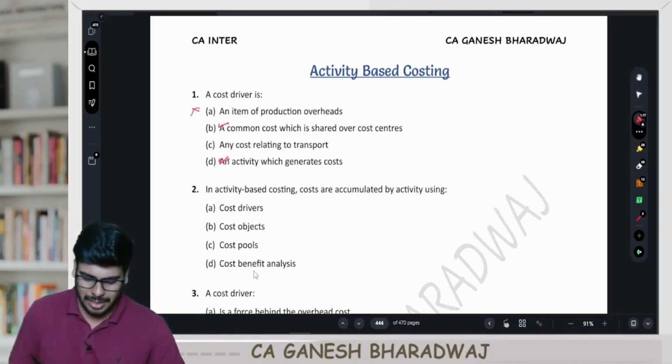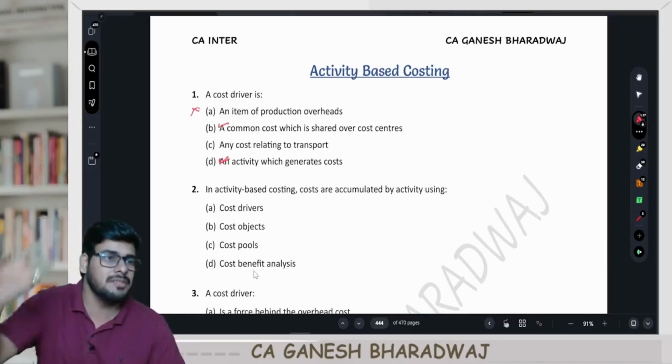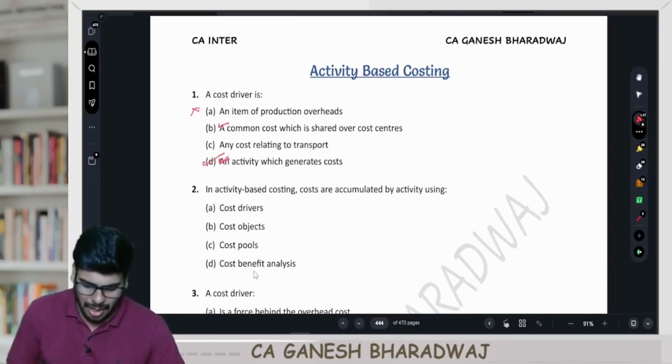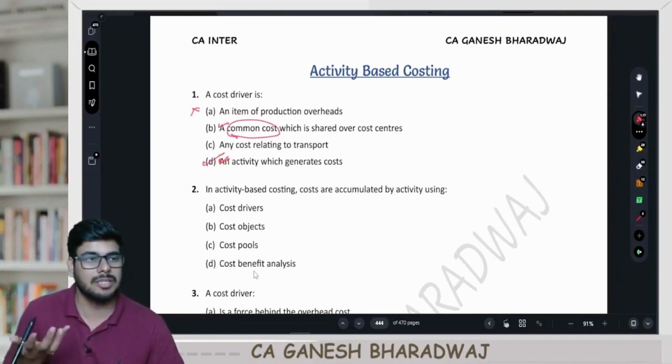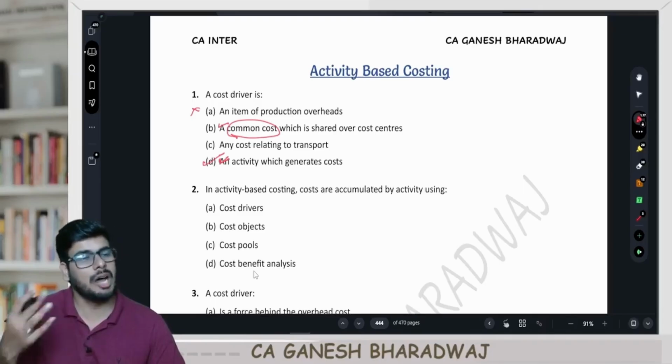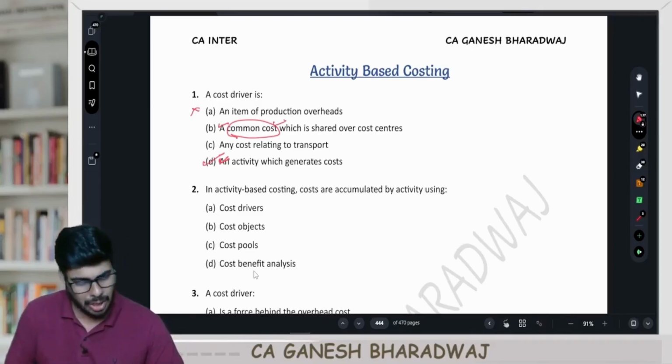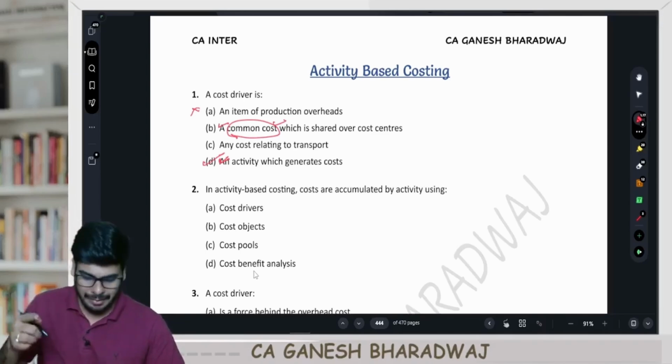Now, a cost driver is an activity which generates the cost. The factor that drives the cost is only your cost driver. How can you say it's a common cost? Cost driver means, let us say, for machine running activity, machine hours is the cost driver. Is that a common cost which is shared between cost centers and all? No. It is an activity which generates cost.